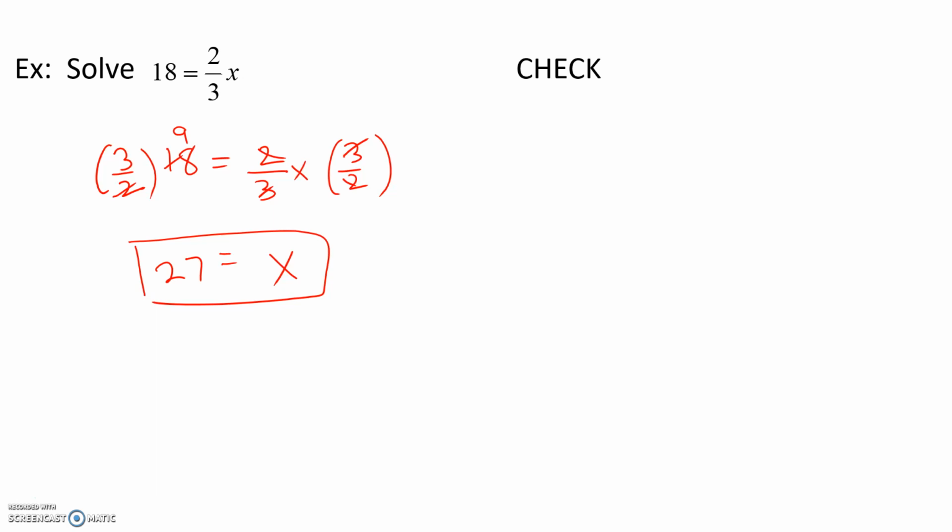Let's check to make sure that this is correct. We're stating that 18 equals 2/3 times our solution x, which is 27. 3 goes into 27 9 times. 2 times 9 is 18. 18 equals 18 is a true statement. Therefore, x equals 27 is in fact a valid solution.